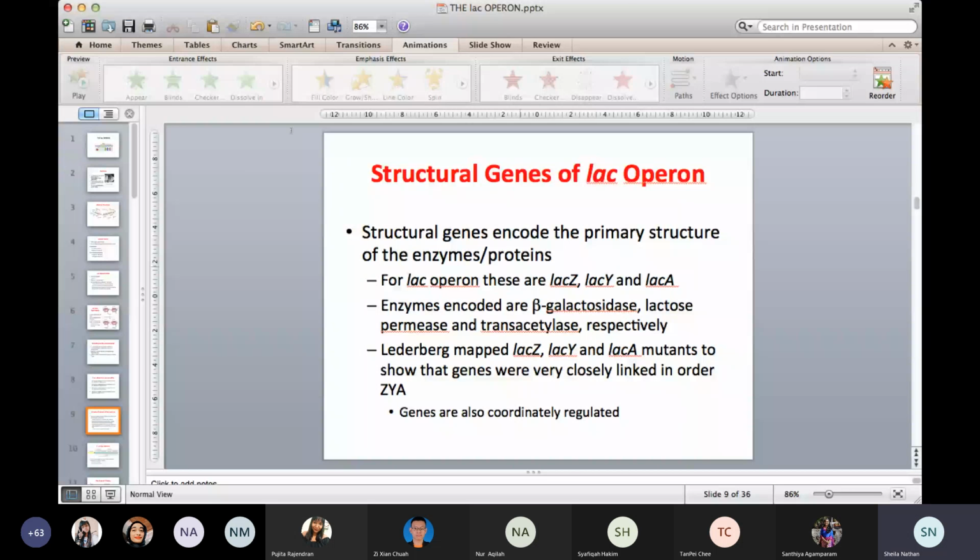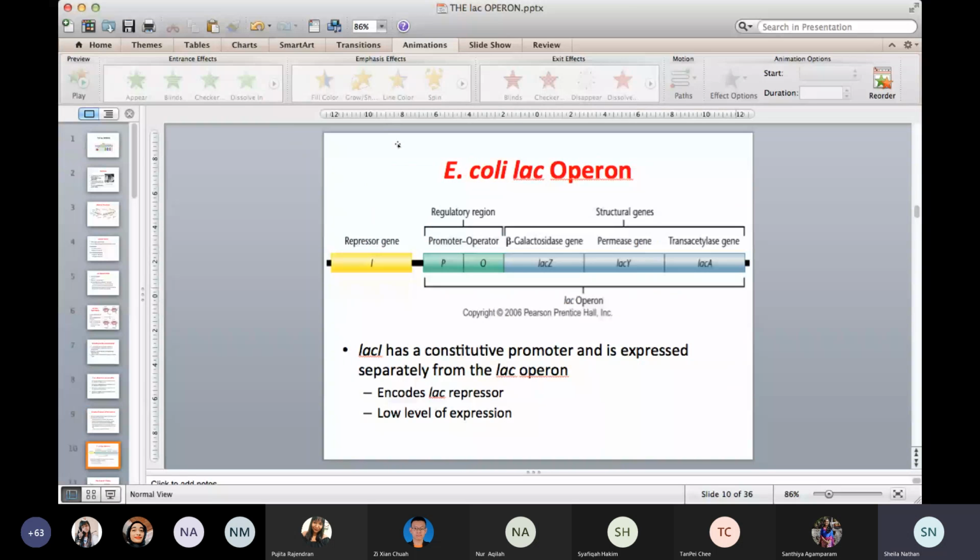This is what the structure looks like. You have seen all of this that we are going to be pointing at now. The promoter is always next to the operator in a prokaryotic gene structure. Downstream of the operator, you will find LacZ, LacY, and LacA, and it has to be in this order: Z first, Y second, and A last. LacZ encodes beta-galactosidase, LacY encodes permease, and LacA encodes trans-acetylase.